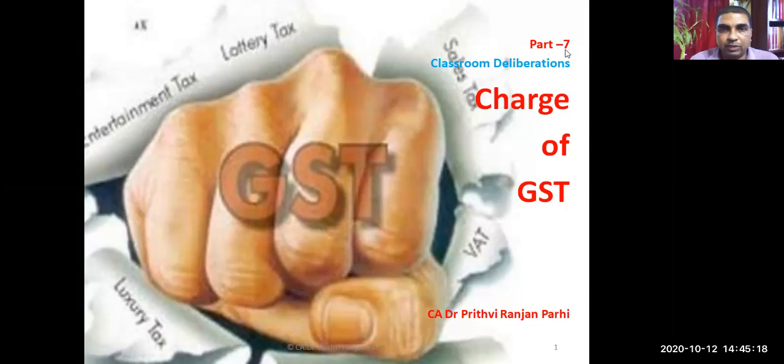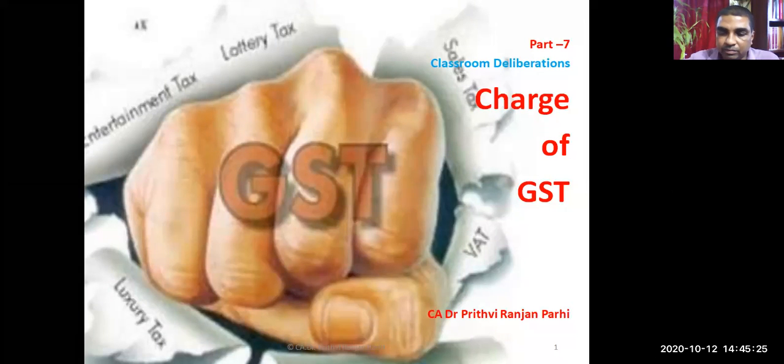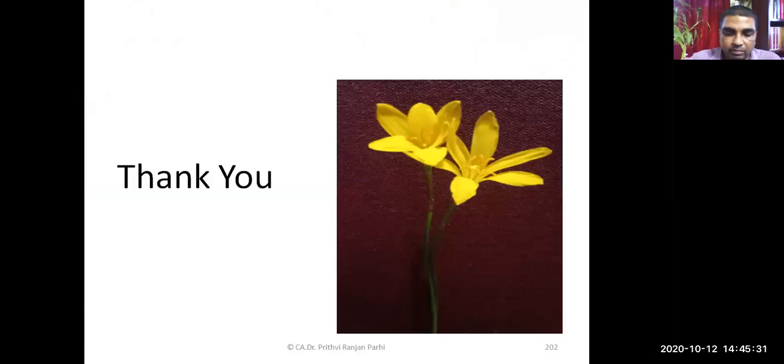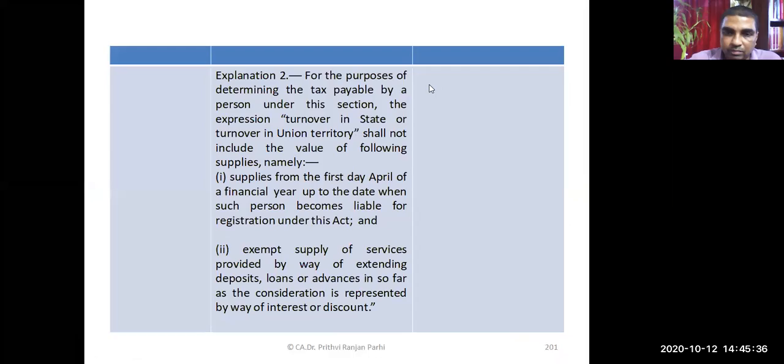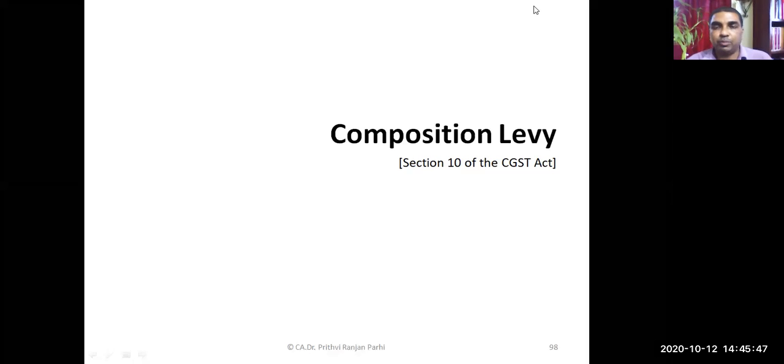I think screen is visible to all of you. Is it visible? Yes, sir. Yeah, we'll continue our discussion on this area, composition levy. Give me a minute.